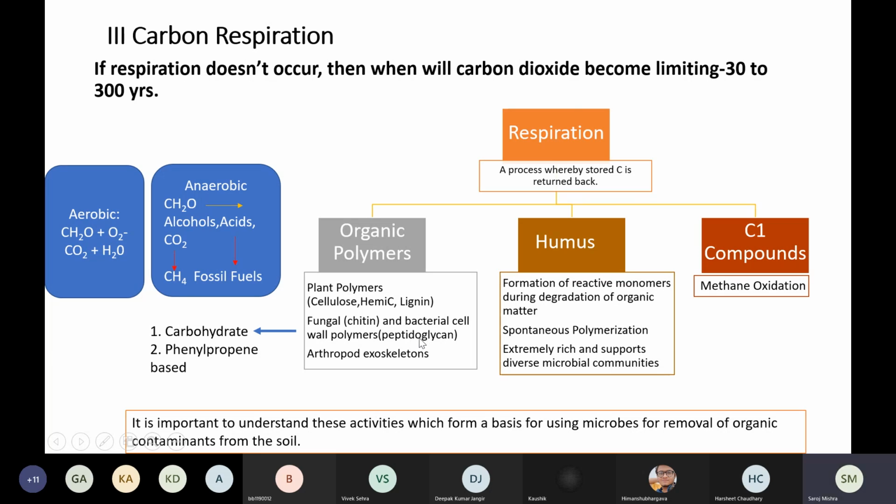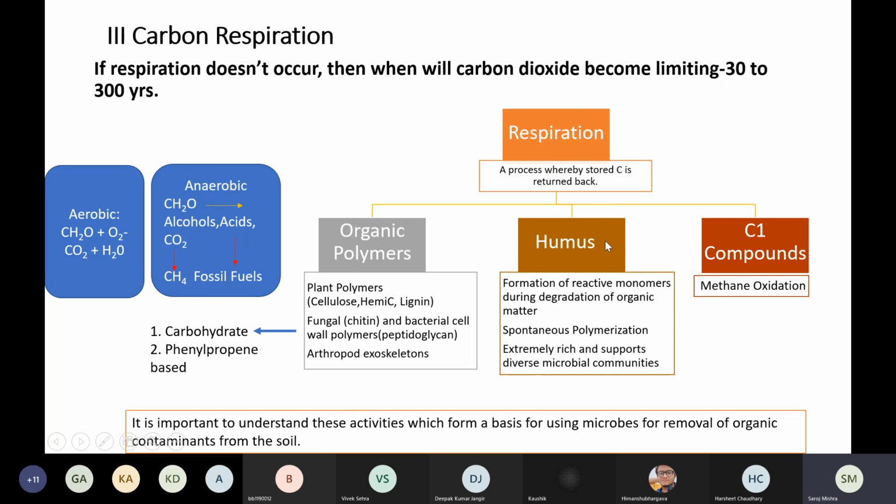Okay, so what you need to see through all of this is that the organic polymers which are trapped by biological forms through CO2 fixation, be it cellulose, chitin, peptidoglycan, or arthropod, that is, insect exoskeletons, in any form of these polymers, eventually they have to be broken down. There have to be biochemical pathways which are going to break them down and return this trapped carbon into the environment as carbon dioxide. Okay, so I will explain this point in a while.